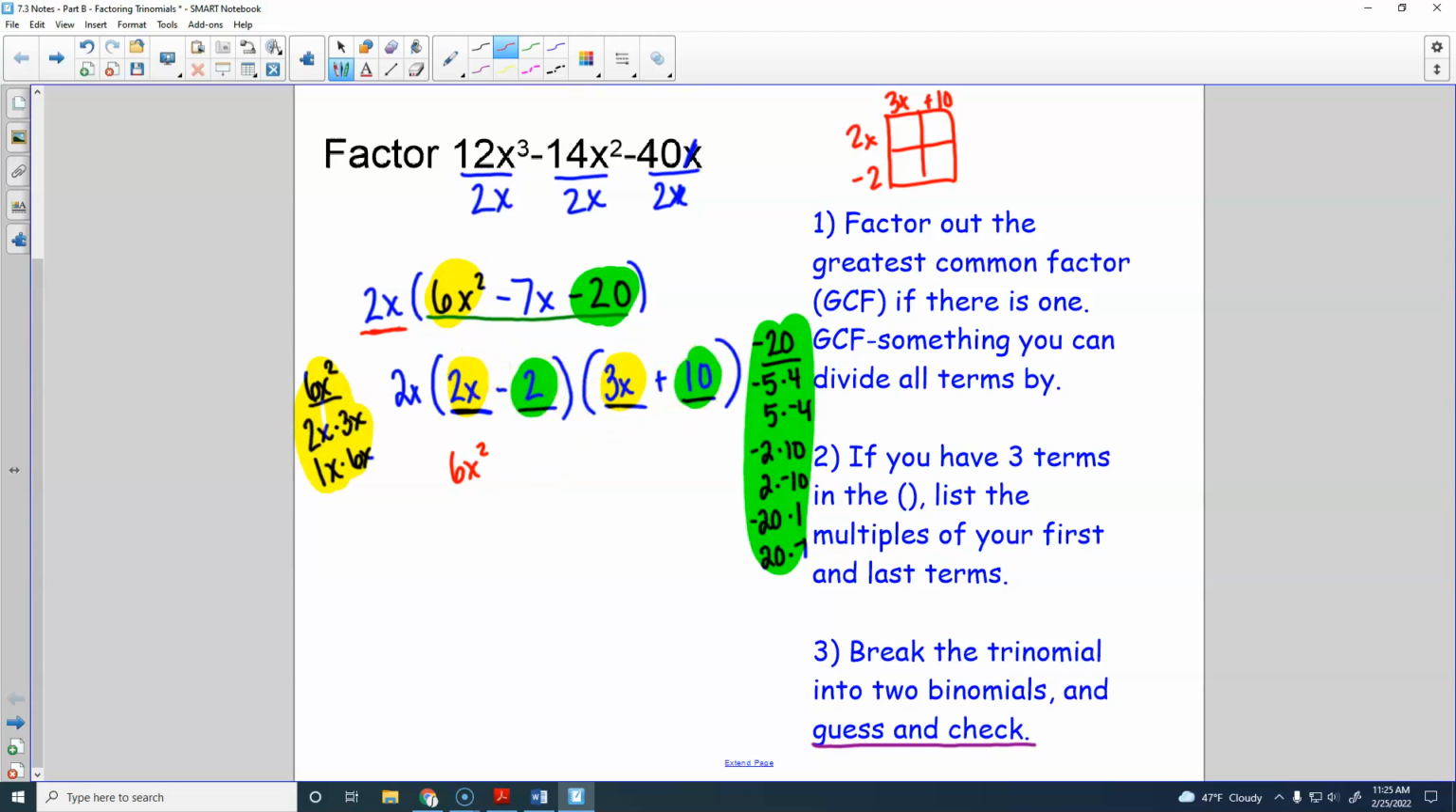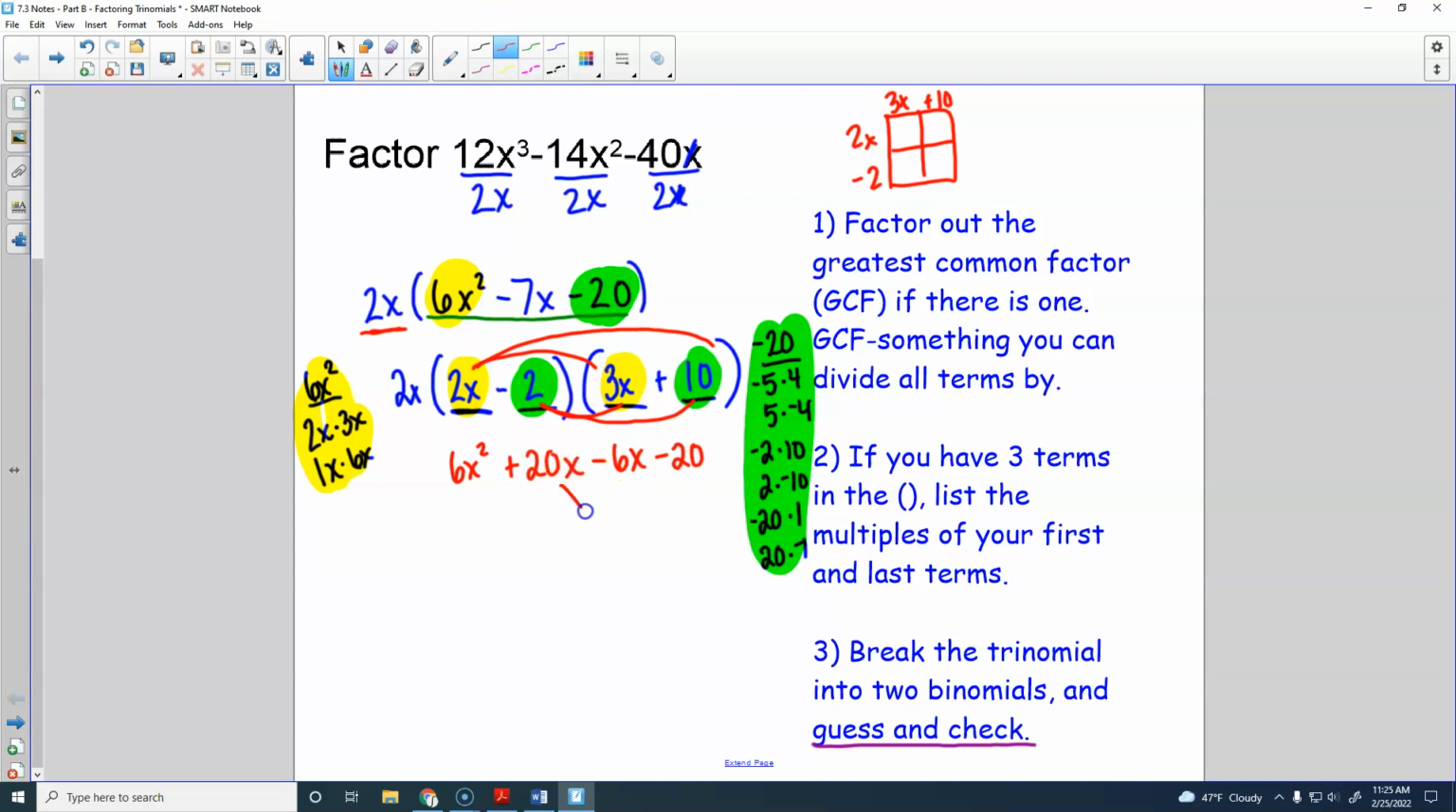So that's that. I've then got to multiply 2x times 10. So that's going to give me positive 20x. Then I've got to do negative 2 times 3x, which will give me negative 6x. And then I've got to do negative 2 times 10, which will give me negative 20.